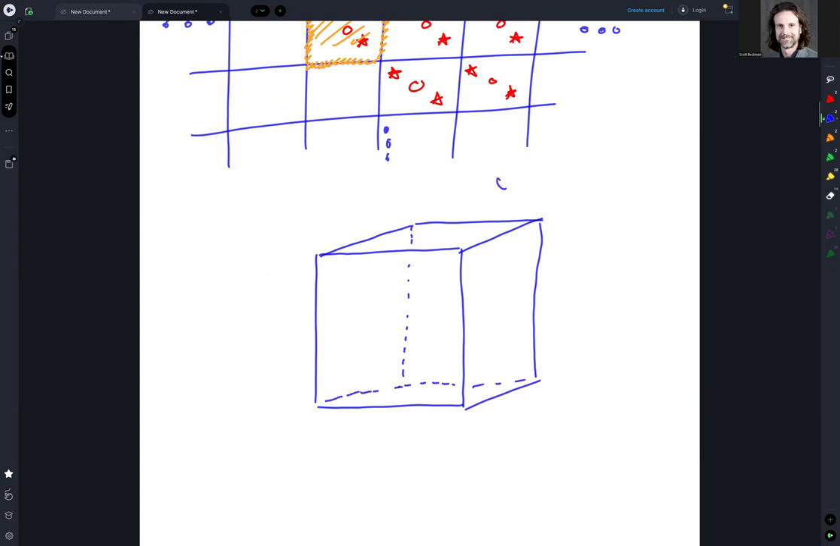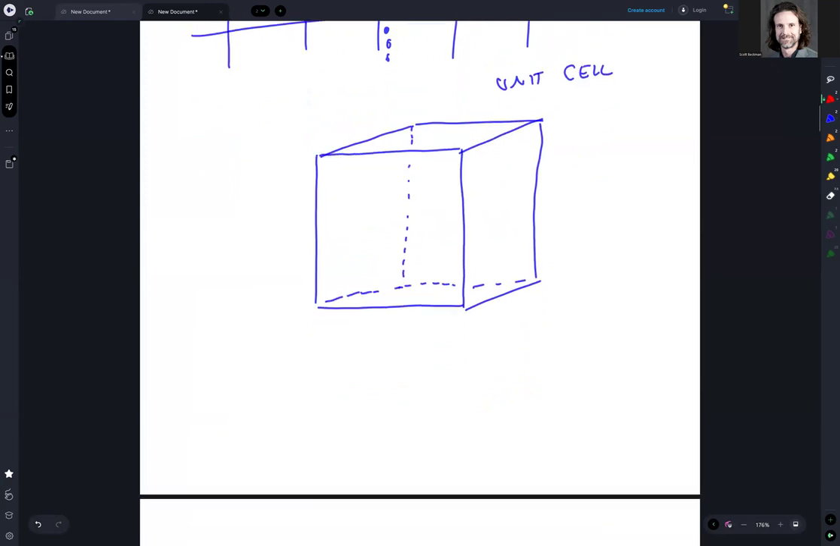This is a unit cell. We're going to define this in terms of a set of lattice parameters. So we have a lattice parameter that defines the length of this side, A, a lattice parameter that defines the length of this side, B, and a lattice parameter that defines the length of this side, C. And then within this cell, we have angles.